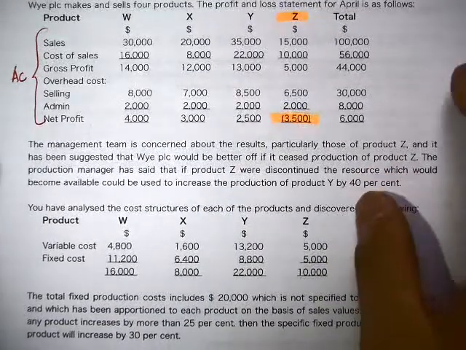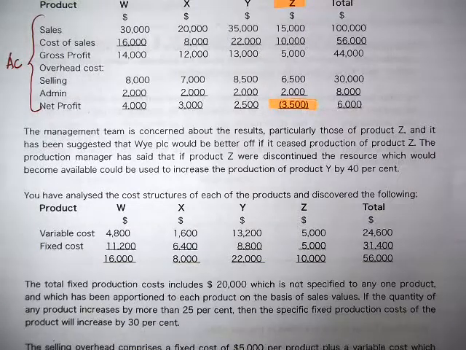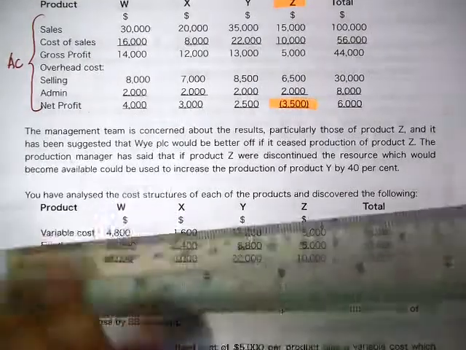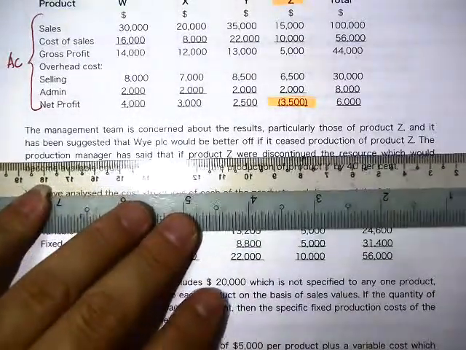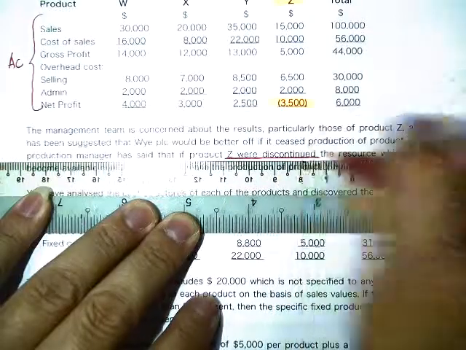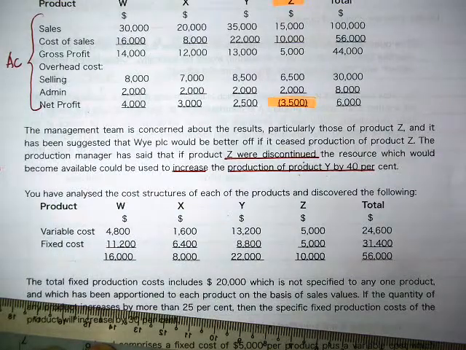Okay? Okay, the management team is concerned about the results, particularly those of product Z. And it has been suggested that Y PLC would be better off if it ceased the production of Z. Now the manager has said that if Z were discontinued, the resources which will become available could be used to increase production of product Y by 40%. Now this is the impact. So if you ask yourself, okay, if I stop this product, what will happen? Now this is one thing that happened, that if Z is discontinued, you can increase production of Y by 40%.